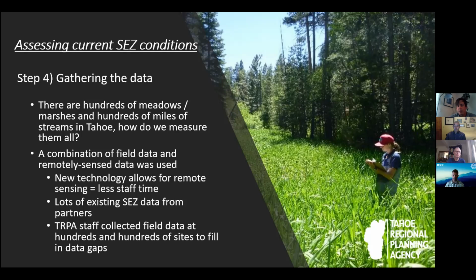And so then after the remote sensing data and after the existing data from partners, we're left with some data gaps. And that's where, like I said at the beginning, TRPA staff has spent the last 2 summers out at these sites filling in all these different data gaps.